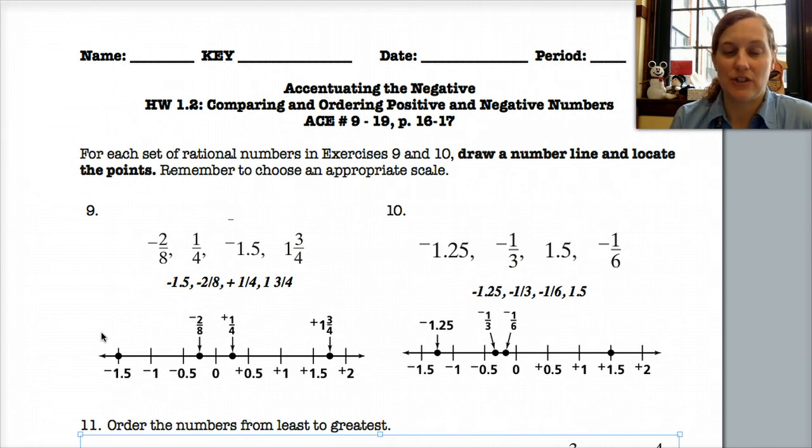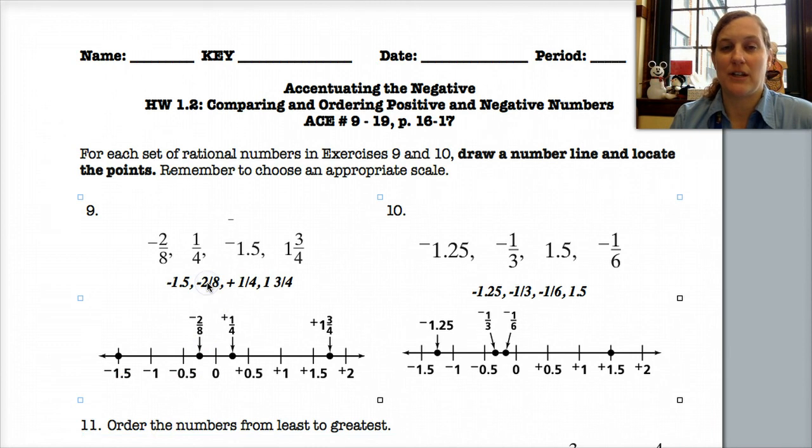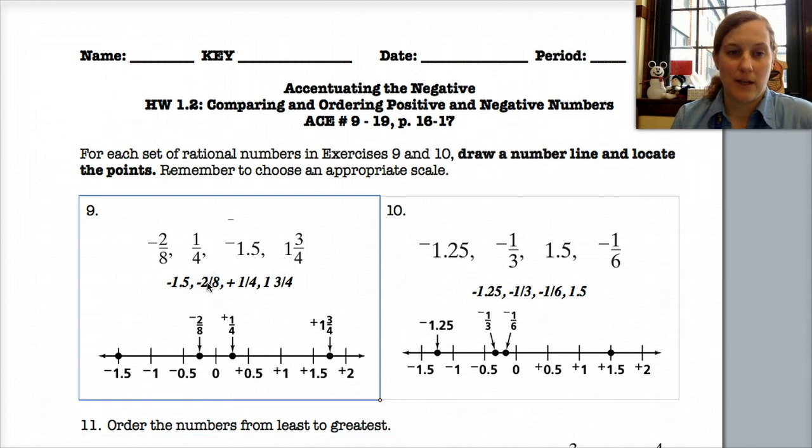So our first questions talk about putting numbers on a number line to help you order them. So we had negative 2/8, positive 1/4, negative 1/5, and 1 3/4. If we put those on the number line, you can see it goes negative 1/5, negative 2/8, positive 1/4, and positive 1 3/4. So that's that one.